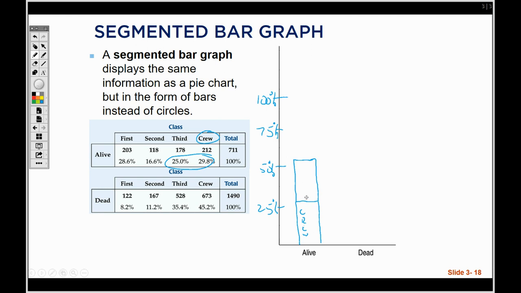So this, and you notice these look fairly similar. Hopefully the crew looks a little bit bigger. Crew and third class are fairly close, so they should look kind of close. And this is third. And then we're going to add in 16.6, and I get 71.4, which is short of 75. So I'm going to go up to, but they're not too close. Maybe that's a little bit too tall, actually.